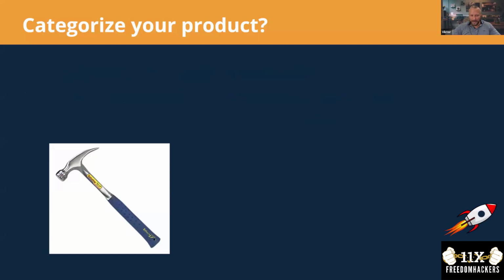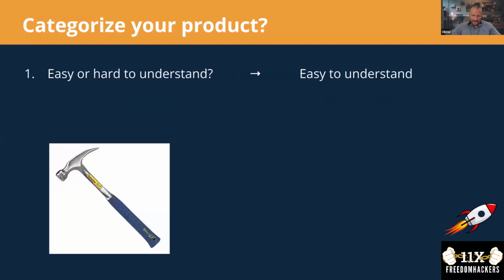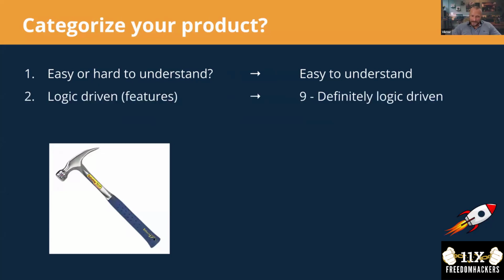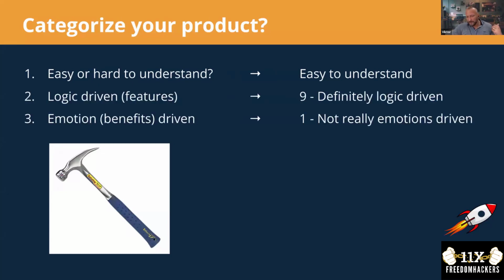Let's take an example. Hammer. Okay. So what is a hammer? Is it an easy or hard to understand product? It's easy to understand, right? Is it logic-driven, features-driven? I think 9 from 1 to 10, it's definitely a logic-driven product because there's not much emotion needed. Maybe you have a certain type of hammer, so you want to show the hammer in a certain way of use, but usually it's a logic-driven product. What type of handle it is, how it works, blah blah.